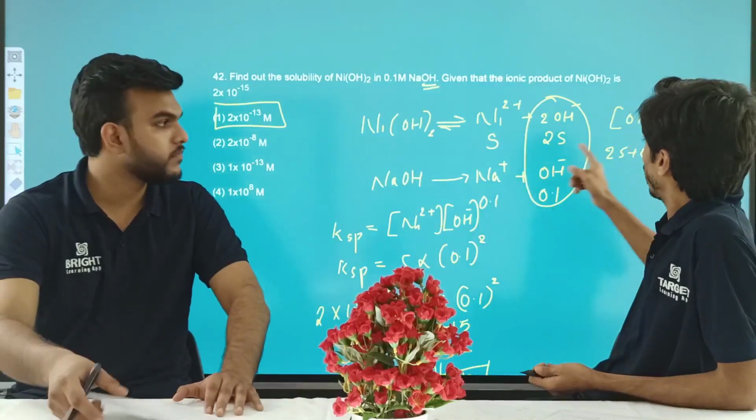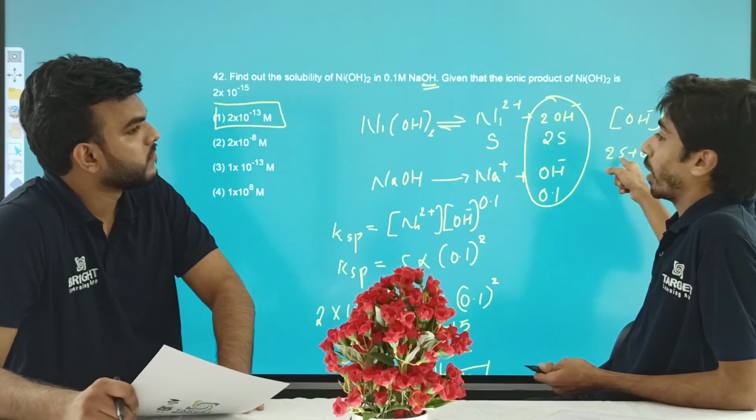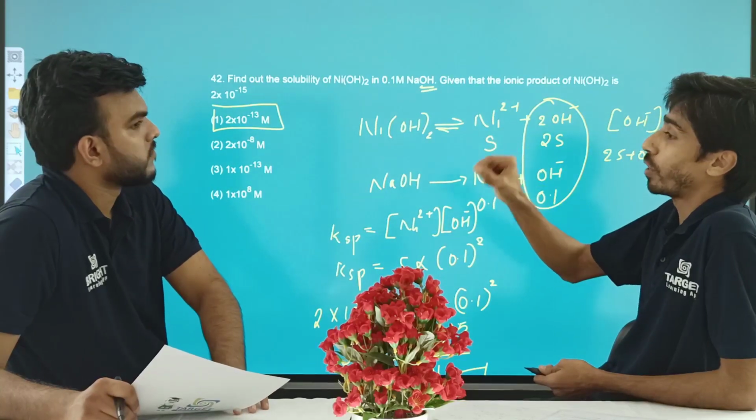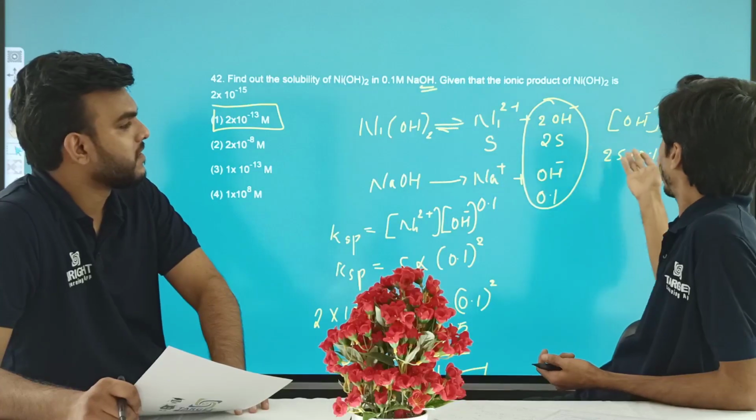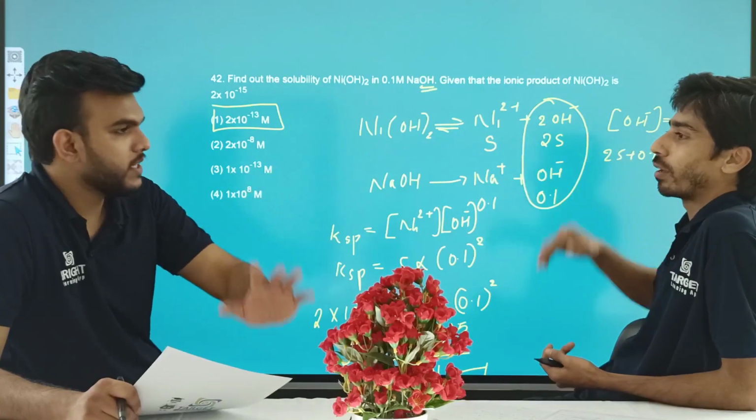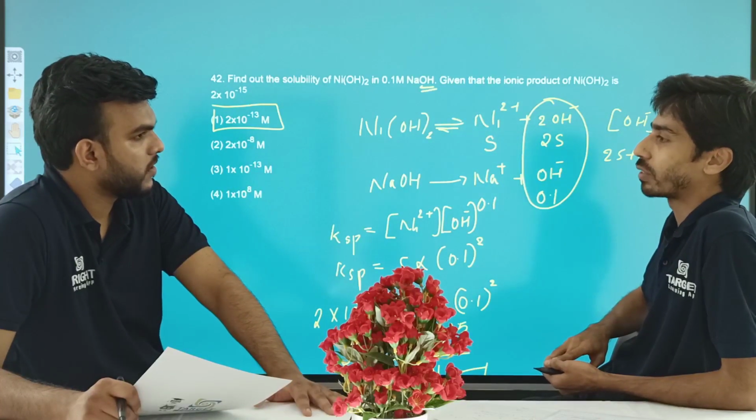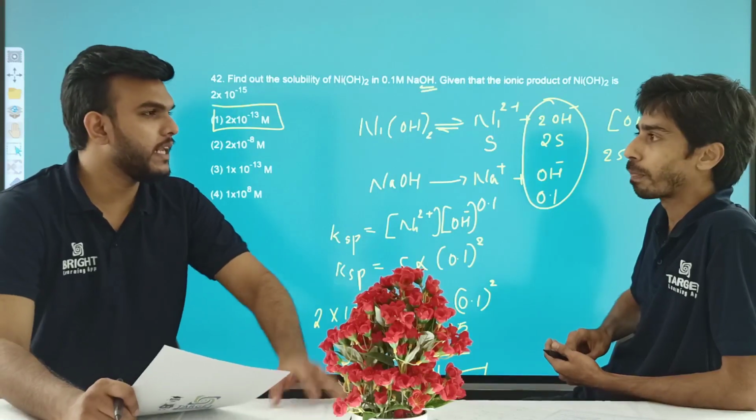Now we can see the value of S: 2 into 10 raised to minus 13 means 0.000..., 13 zeros before the 2. So definitely we can neglect the 2S value compared to that 0.1. Actually, I think this question is a little bit twisted.